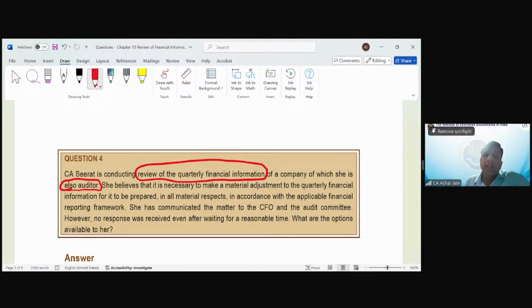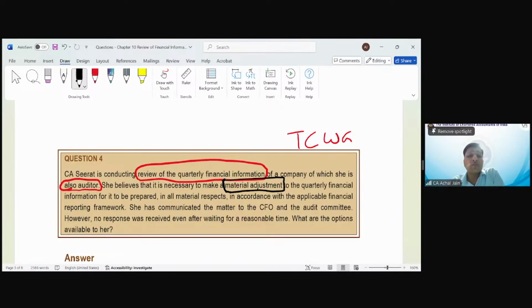She believes it is necessary to make a material adjustment to the quarterly financial information for it to be prepared in all material respects in accordance with the applicable financial reporting framework. She has communicated the same matter to the CFO as well as the audit committee, meaning TCWG. So there is a material adjustment which is bothering her. So there is a material misstatement, one can say.